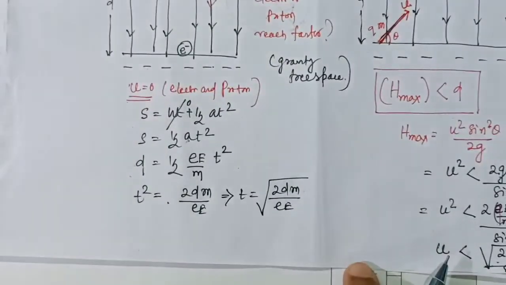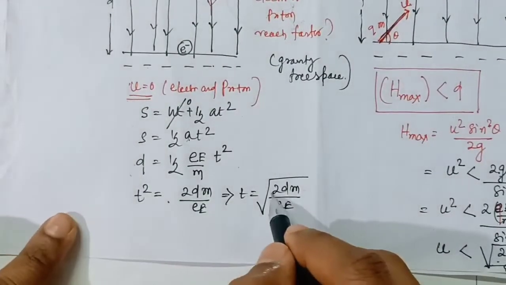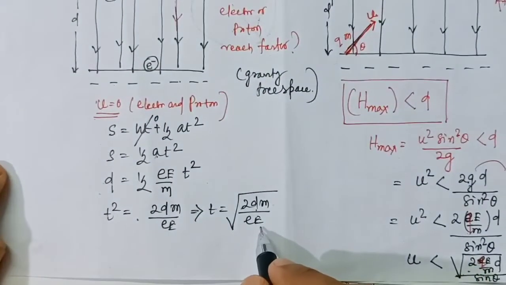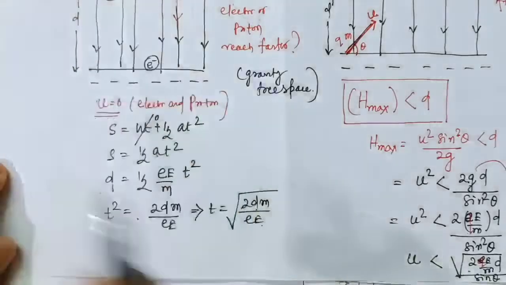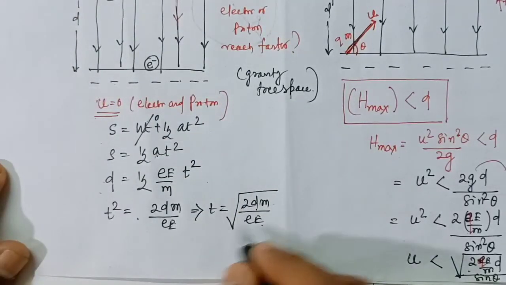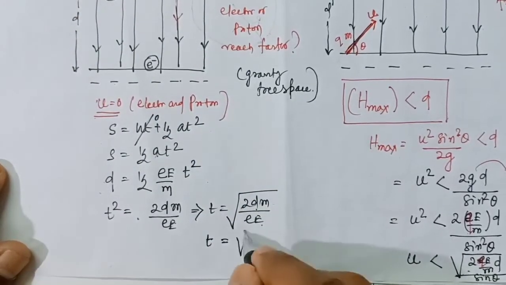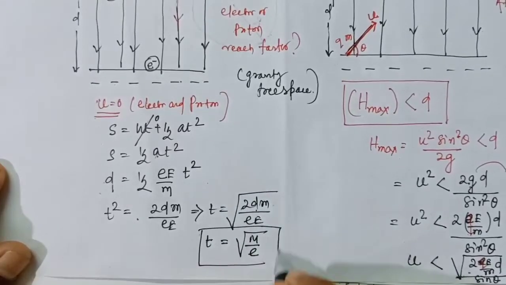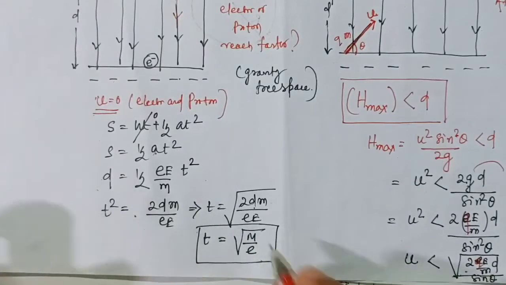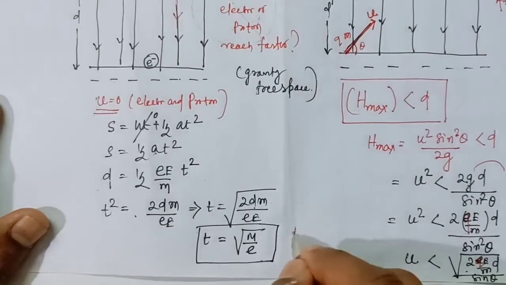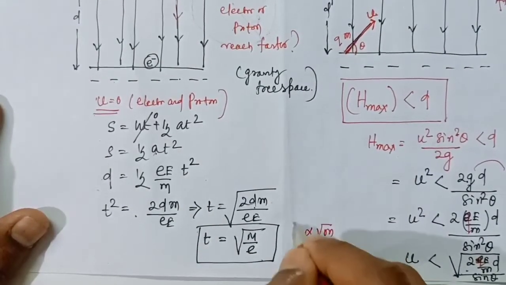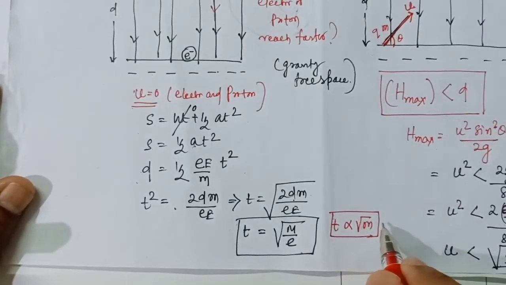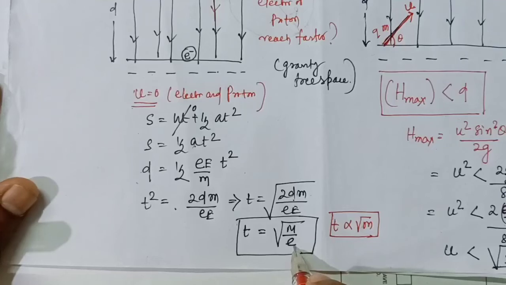I hope this scenario is clear to everyone. Here 2 is constant, d the width of the plate is also fixed, and the electric field we are supplying is also constant, so everything is constant. So T depends on what? Mass and charge. The charges of electron and proton are the same, so I can say T is directly proportional to root over m.